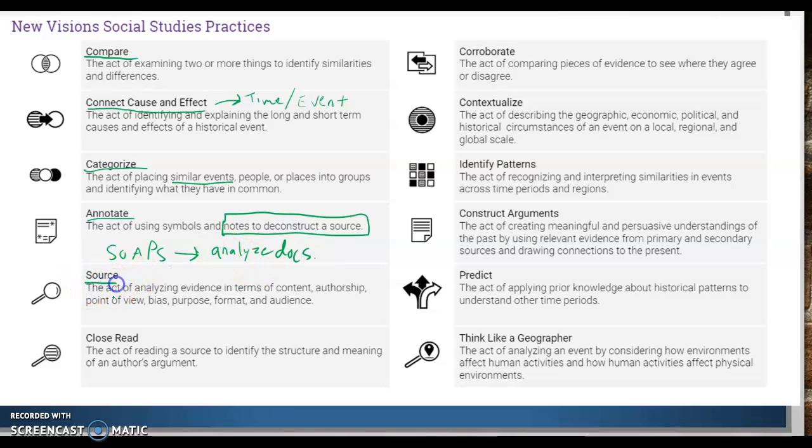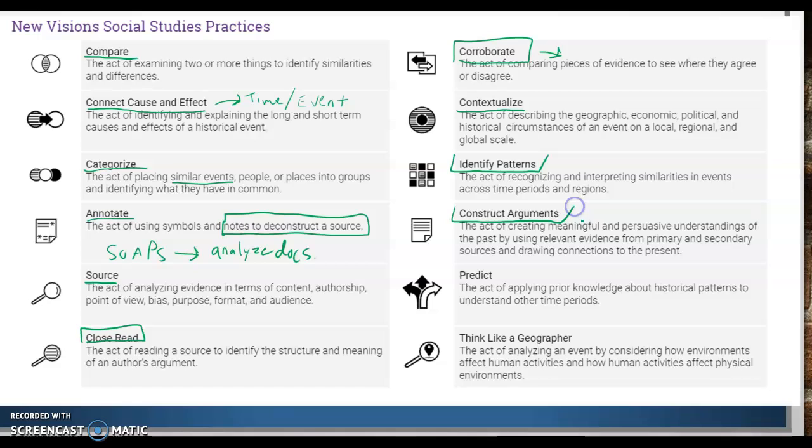We always want to know where our sources are coming from. We want to read our sources closely. We want to corroborate. Corroborate means comparing pieces of evidence to determine if they agree or disagree. Again, contextualize, which means to put something in a context. We want to try to identify patterns. We want to make our arguments.